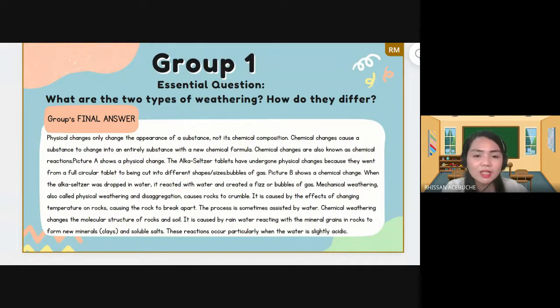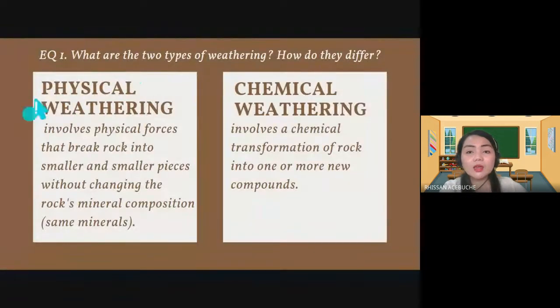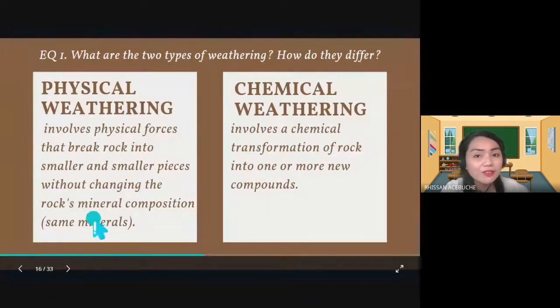So you have given us a very comprehensive explanation. You can also simplify your answer by answering the essential question, right? So what are the two types of weathering? So we have the physical and the chemical weathering, right? So physical weathering is just like the same as physical change. Only the size or the shape of the rock will change, but its composition will not change. While in chemical weathering, there is a transformation of the composition of the rock. Okay, so there is already a change in its composition or in its minerals, right? Thank you so much, group one.